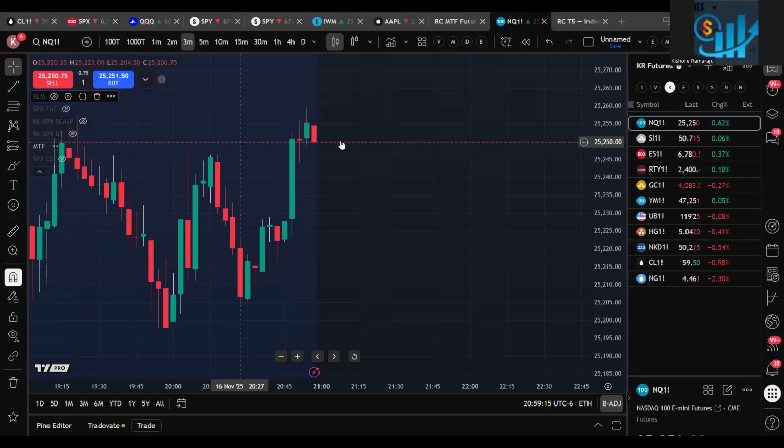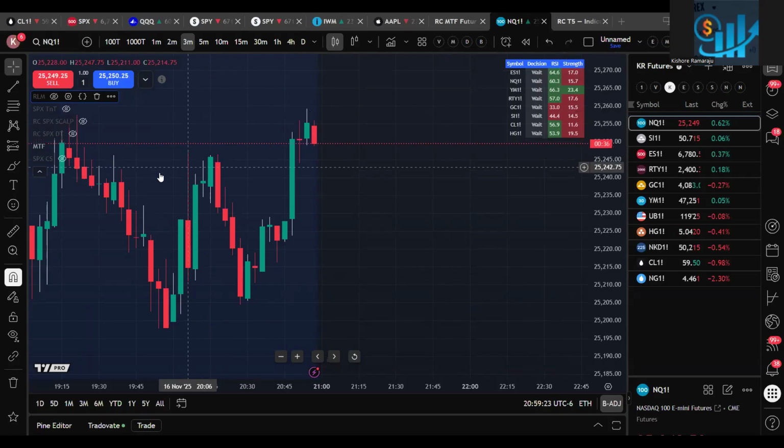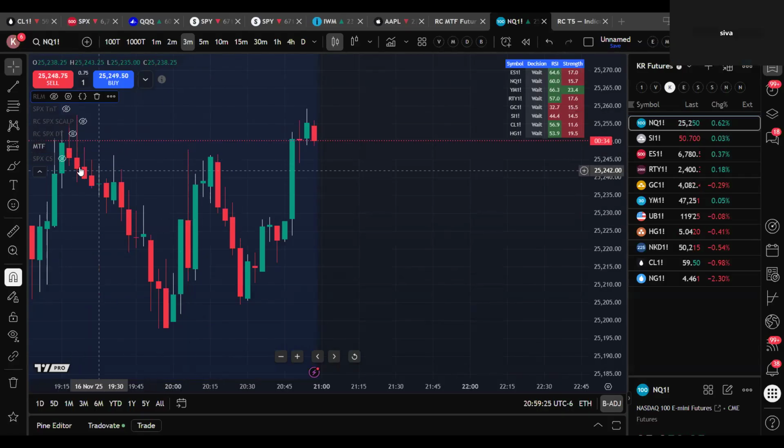And also we saw the RSI strength, everything was above 50. So that also gave more confidence that we can go long. Okay. Thank you.